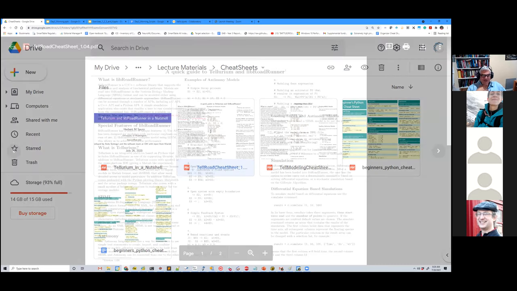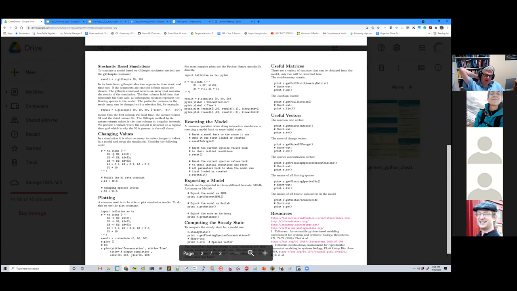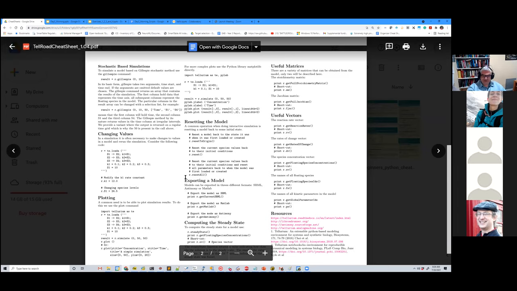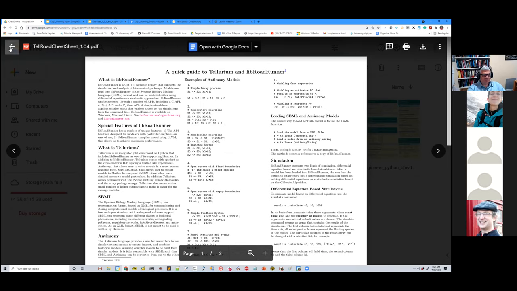The Tellurium cheat sheet gives you a basic rundown of the commands and what it can do, like how to run a simulation, some basic Antimony syntax, which can be useful for you. Resetting models, exporting models, changing models, plotting, and so on. And there's some more advanced stuff here. That's quite handy, how to do some stochastic simulations. So that's a cheat sheet on Tellurium itself.